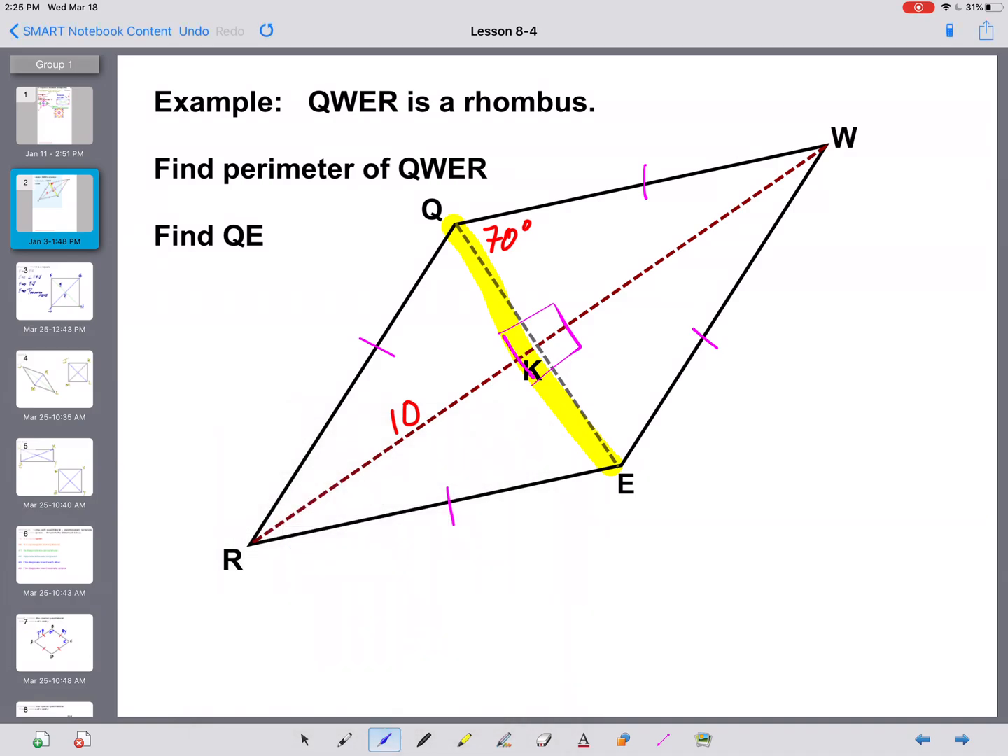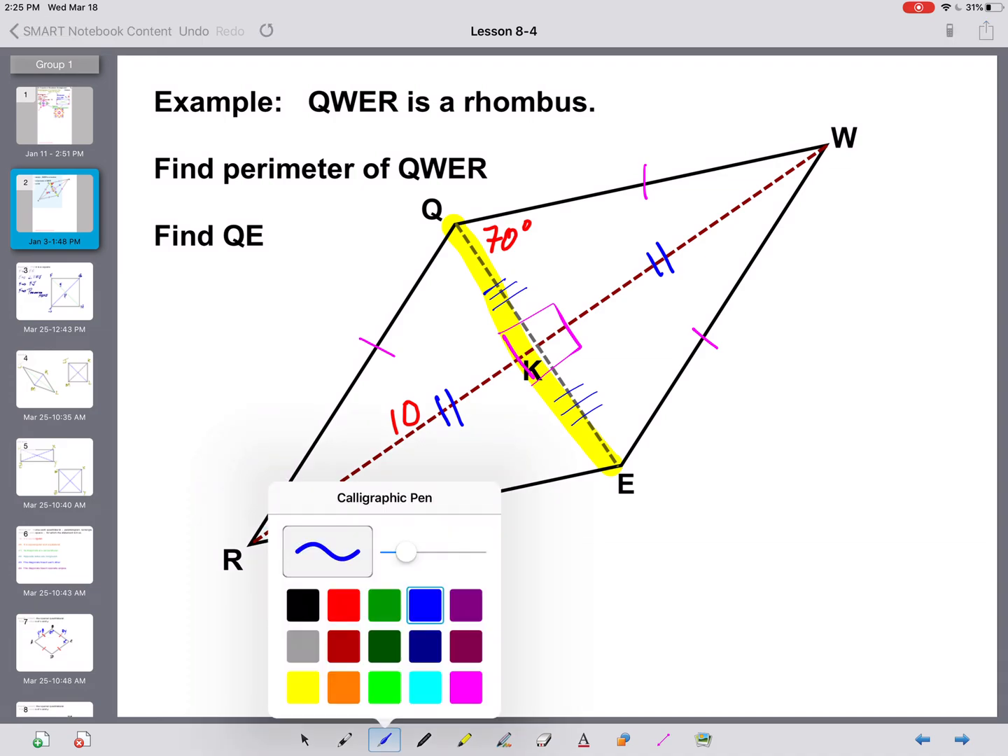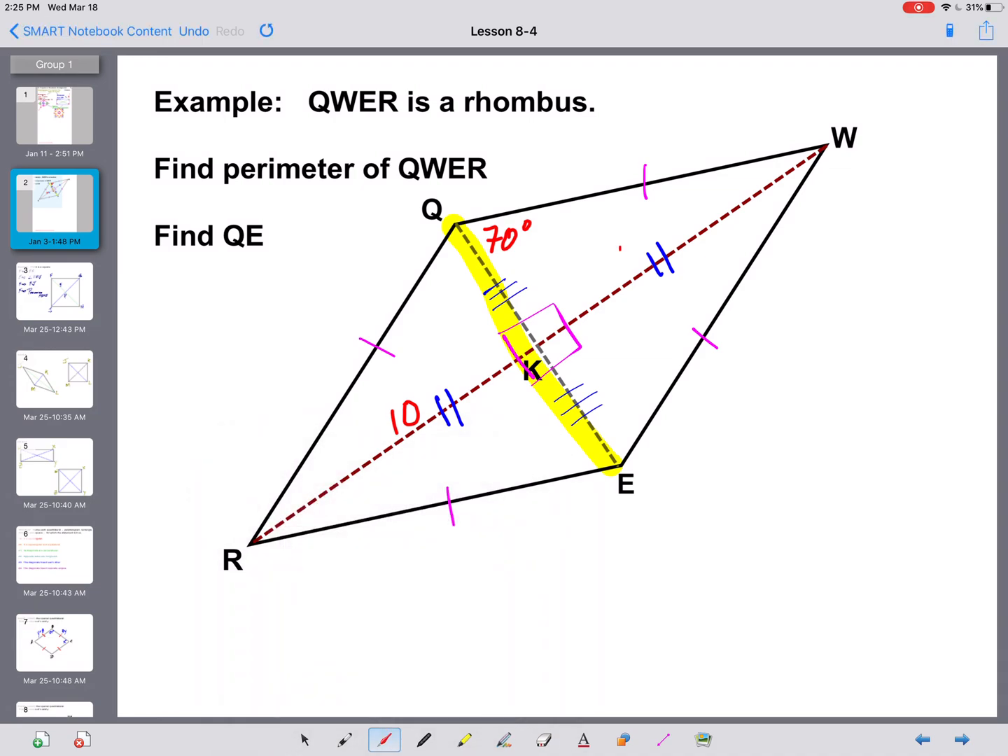They bisect each other. The yellow diagonal, the long one, cuts the short one in half. So right away we know, if this is 10, this is 10. Let's concentrate on just this one triangle. We'll call it the green triangle right there.